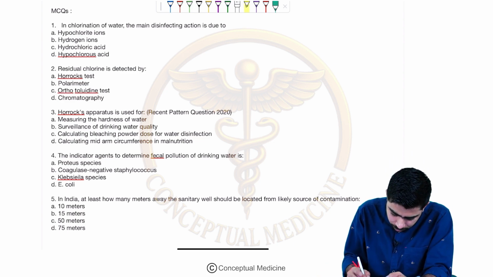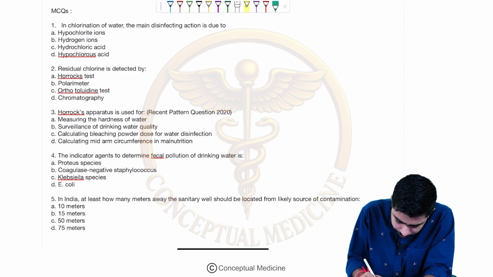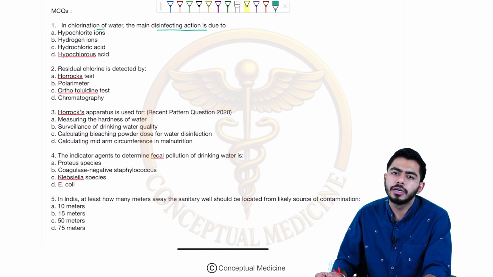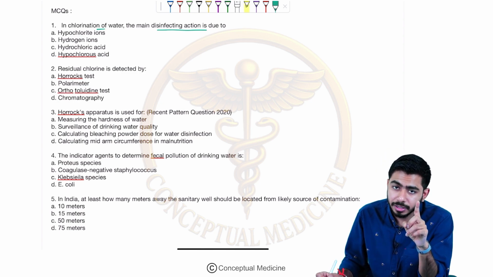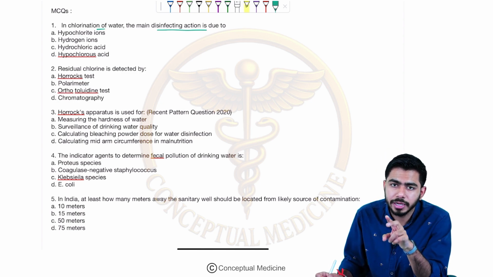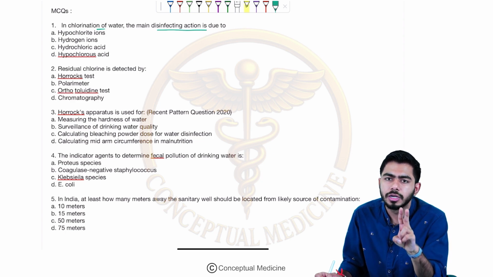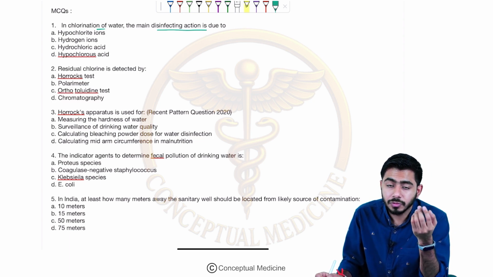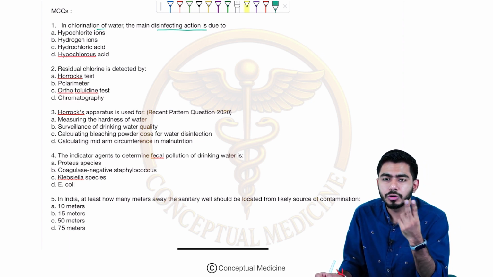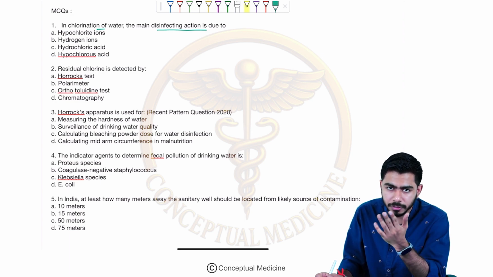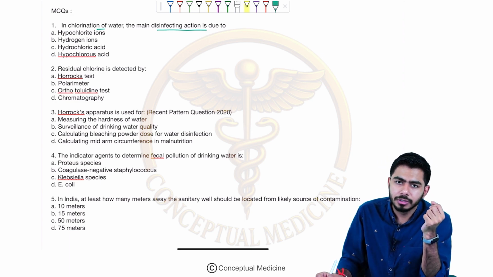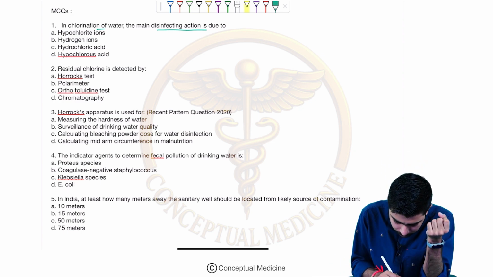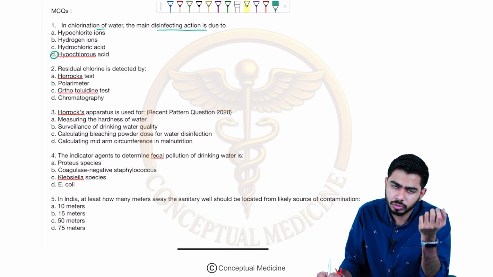So guys, over here we shall talk about the first one. They are saying that in chlorination of the water, the main disinfecting agent is which? Remember, hypochlorous acid and hypochlorite ions are the 2 important ions made during chlorination. And which was the best one? I told you hypochlorous acid was 70 to 80% more effective as compared to the hypochlorite ions, right? So here the answer will be hypochlorous acid. No doubt about that.